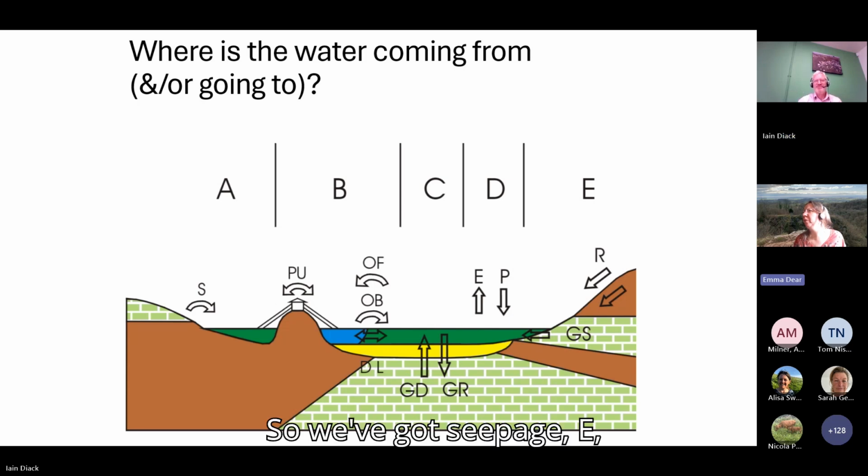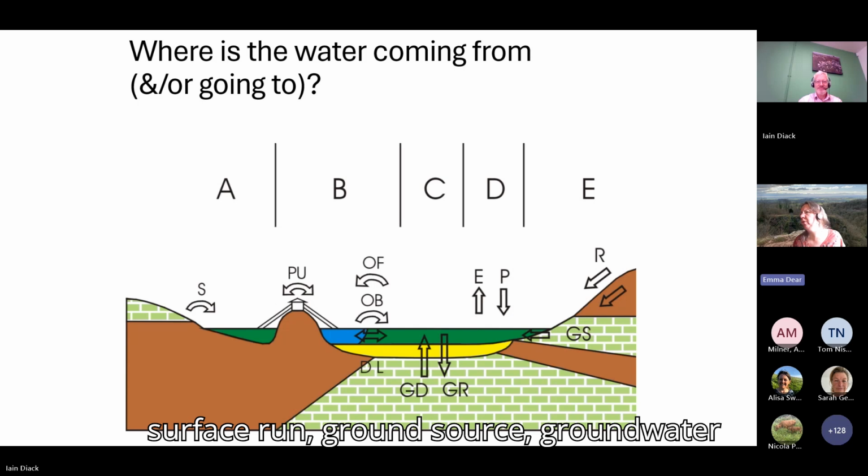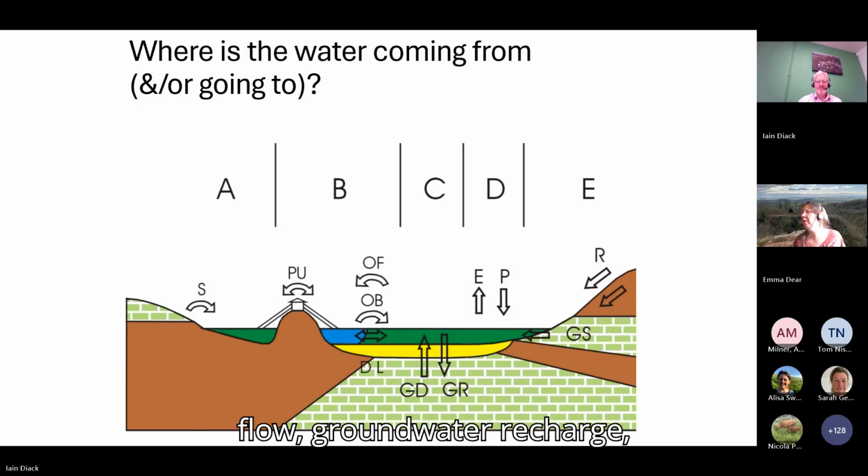So we've got seepage, evaporation, precipitation, runoff, surface run, groundwater flow, groundwater recharge, pumping, overpumping, overland flow, sorry. I can't read all of that.